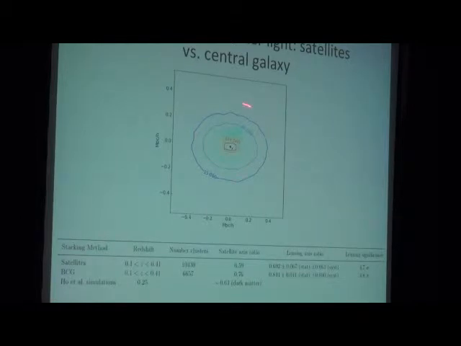So these are the contours if you stack a few 10,000 clusters, the contours of the satellite distribution out to half a megaparsec. And we find the mass distribution is pretty consistent with this level of ellipticity. And then we could compare this method to using the central galaxy of the cluster to align the mass distribution.